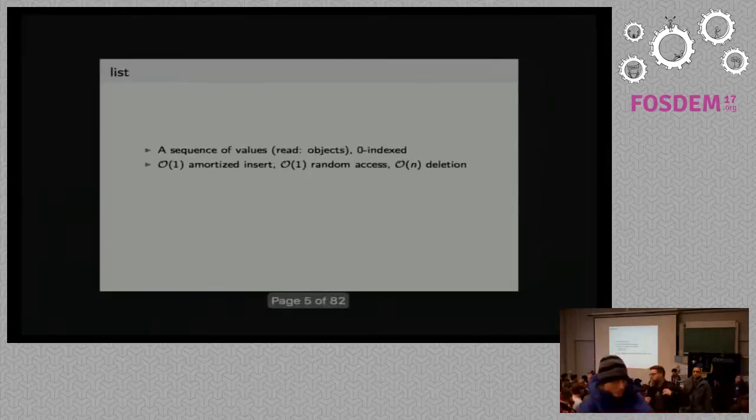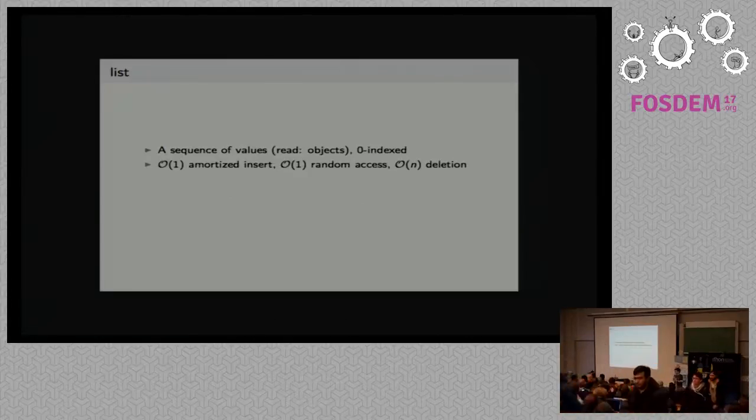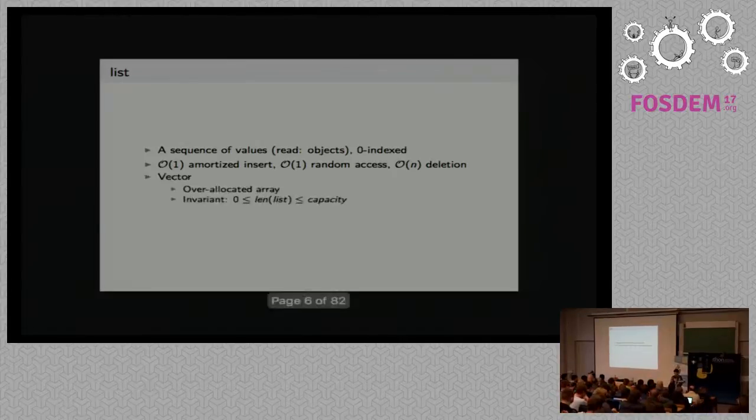So let's get started with lists. A list basically is a sequence of values. In Python they are objects, indexed starting from 0. They provide constant time insertion, random access, and linear time deletion. So how does CPython do that? Internally, they use something called a vector, which is an over-allocated array. So even though your list may have, say, 5 items, it's possible that it has space for 8 items, actually. The invariant that the vector must comply to is that the actual length of the list has to be lower than or equal to the actual capacity.